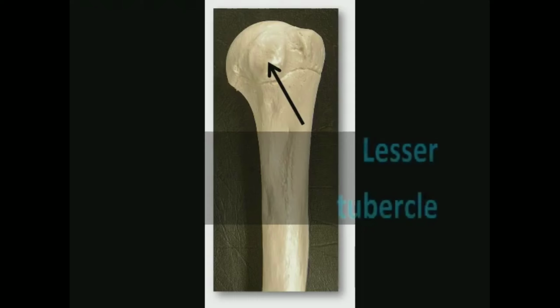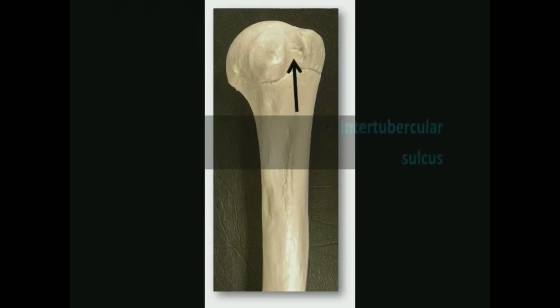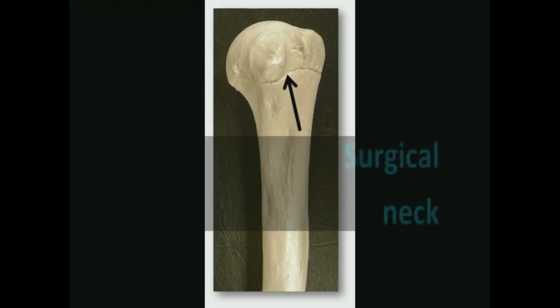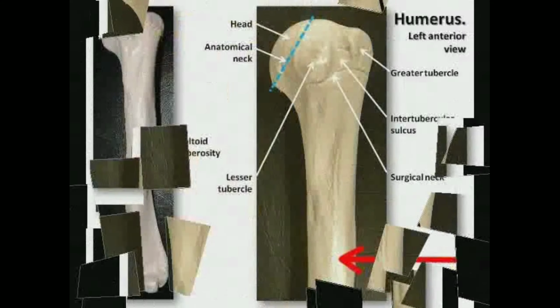The lesser tubercle is the anterior projection just inferior to the anatomical neck. The intertubercular sulcus is the groove found between the greater and lesser tubercles. Just distal to the tubercles is the surgical neck, a narrow area of the humerus where the head tapers to the shaft. It is so named because this is the common site of fractures to the humerus.